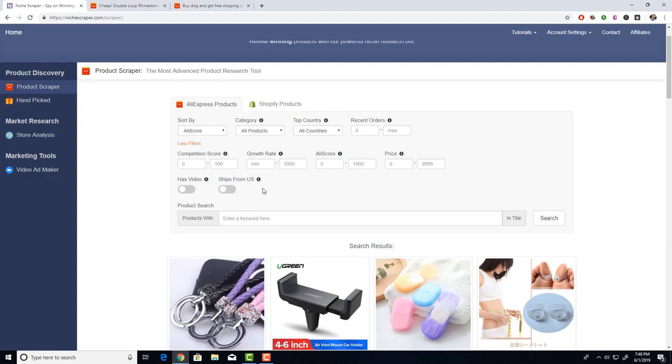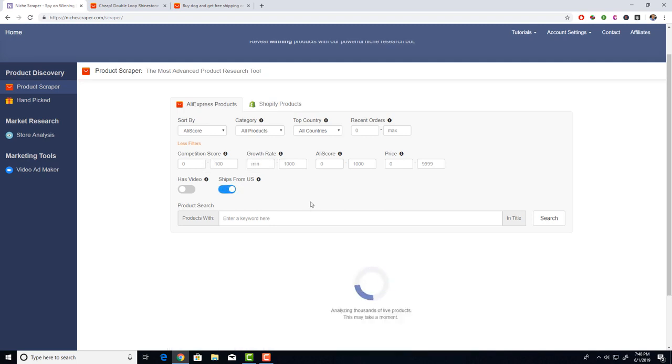When you ship it from China, you're going to have 12 to 20 days shipping. But when you ship it from the US, you're going to have less than a week most of the time for these products to get to the customer, which means higher orders because people aren't going to be scared about waiting a long time for their product to arrive. You're going to have fewer chargebacks, fewer customer complaints, and honestly, it's going to save you a ton of headache over time. So let's go ahead and check that.